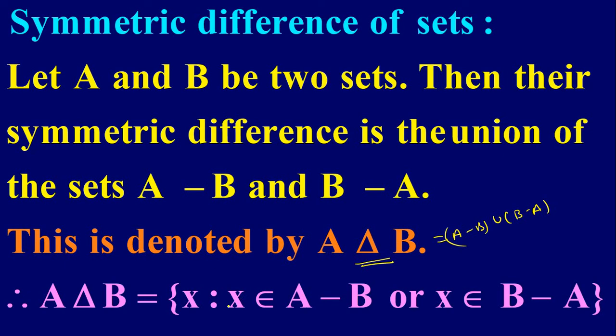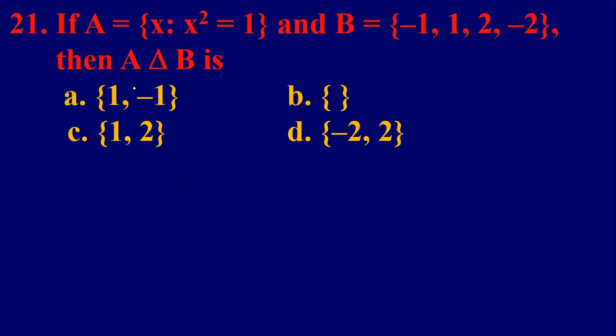A delta B is the set of all x such that x belongs to A minus B or x belongs to B minus A. So or means we have to take union. So next we discuss one problem. It is problem number 21. Let A equal to set of all x such that x square equal to 1 and B equal to minus 1, 1, 2, minus 2. Then what is A delta B?